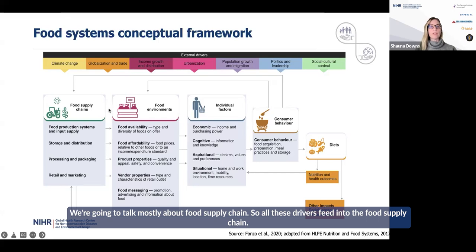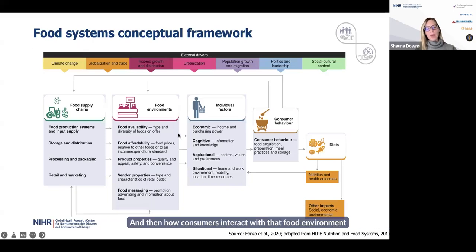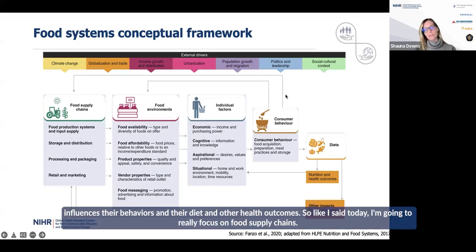So all these drivers feed into the food supply chain, which then influences the food environment, which is the place within the food system where consumers interact to make decisions about which foods to acquire, purchase, and consume. And then how consumers interact with that food environment influences their behaviors and their diet and other health outcomes. So like I said, today I'm going to really focus on food supply chains.